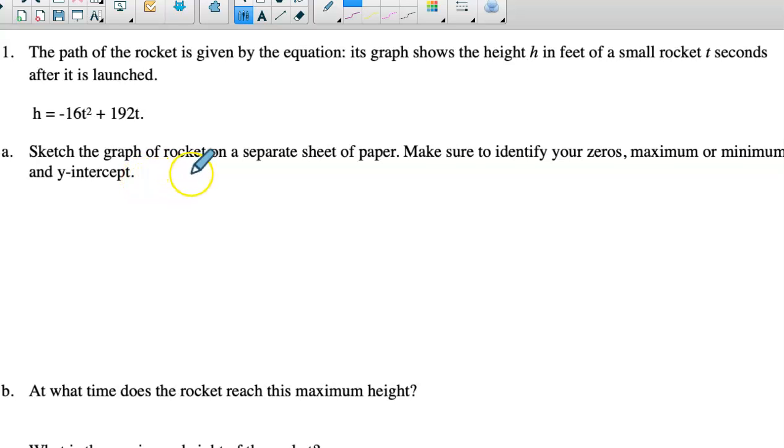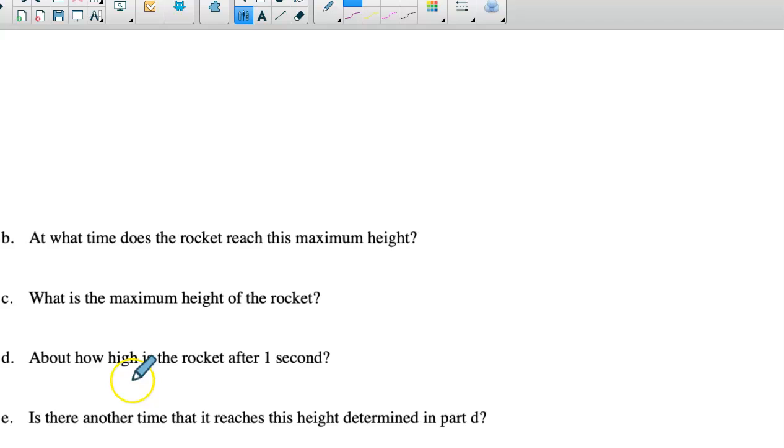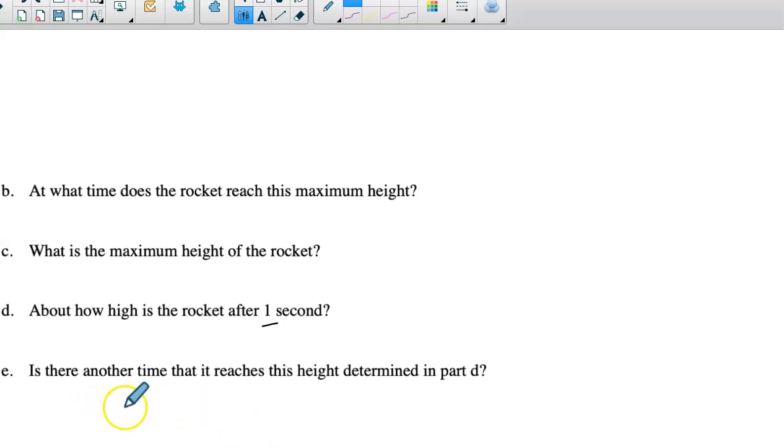We have to first draw the graph of the rocket on a separate sheet of paper and make sure to identify your zeros, maximum or minimum, one of those will be, and x and y intercepts. We have to find the time at which the rocket reaches the maximum height, and further information like what the maximum height is, what time it reached, about how high the rocket is after 1 second, is there another time it reaches the same height, and so many things like that.